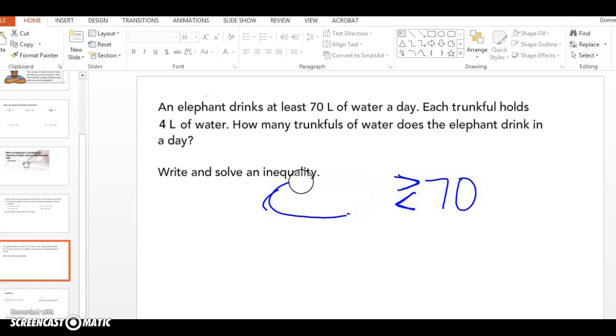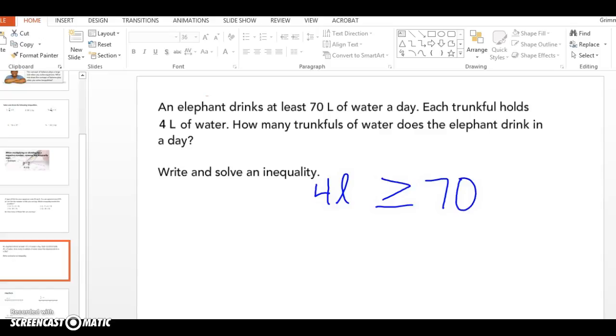Can he drink at least, or can he drink equal to exactly 70? Yes. That is legal for him to drink exactly 70. Okay. Now, how would I write the other side then? 4 times X, or I wrote 4L just for liters. But 4 times a variable is greater than or equal to 70.